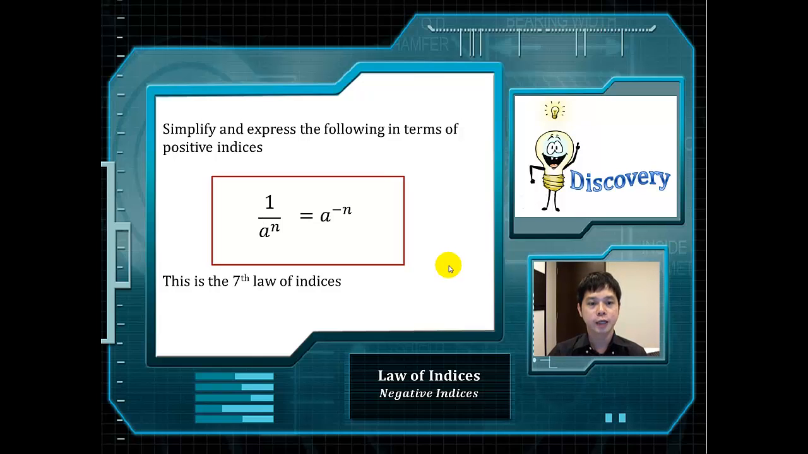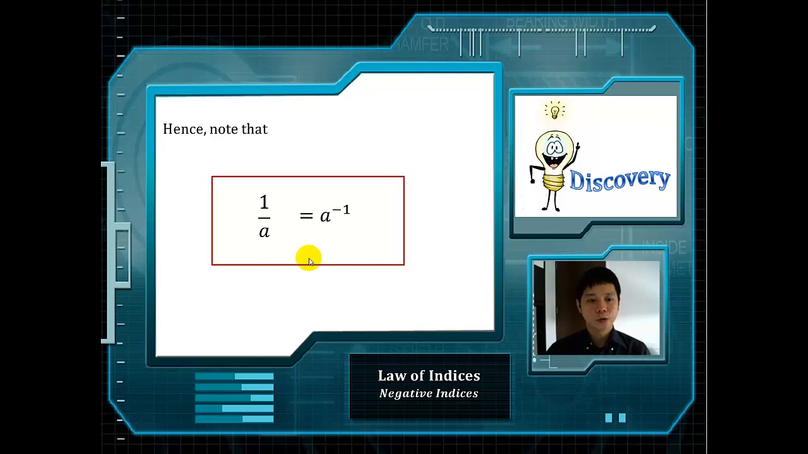You also have to take note that 1 over a to the power of n can also be written as a to the power of negative n. You do not need to worry about which law of indices this is. However, you do need to memorize all the laws of indices that have been or will be mentioned in this chapter. Well, just something to take note of here. 1 over a is actually 1 over a to the power of 1. The power 1 is actually invisible here, and hence we can write it as a to the power of negative 1.